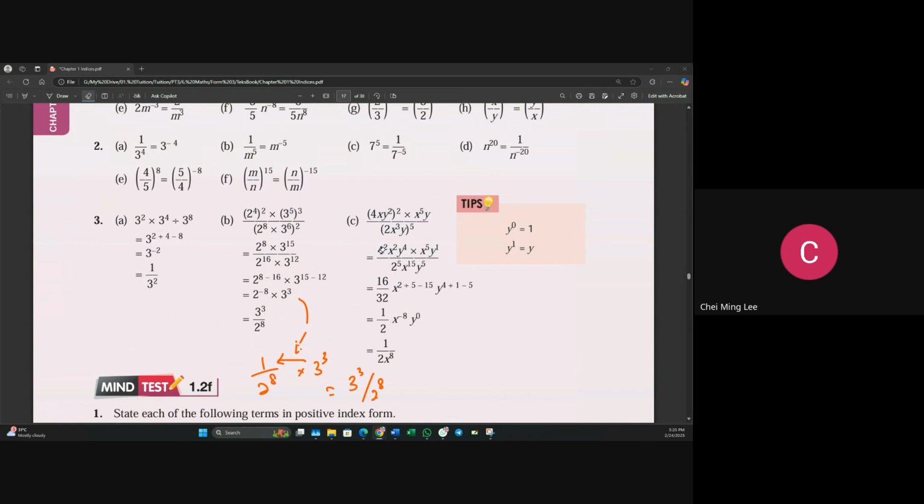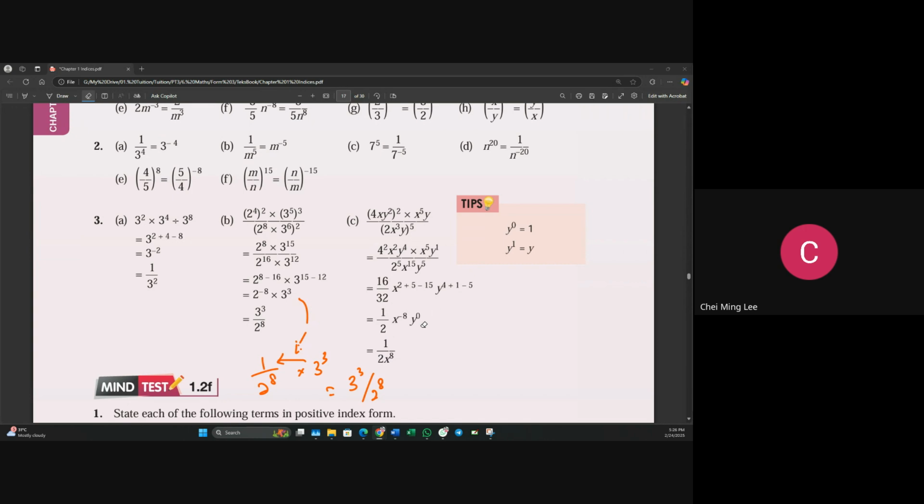Then 4 to the power of 2 is 4 times 4. 2 to the power of 5 is 2 times 2 times 2 times 2 times 2. Then x to the power of 2 plus 5 minus 15, y to the power of 4 plus 1 minus 5. So then you will get 1 over 2 x to the power of 8, y to the power of 0.